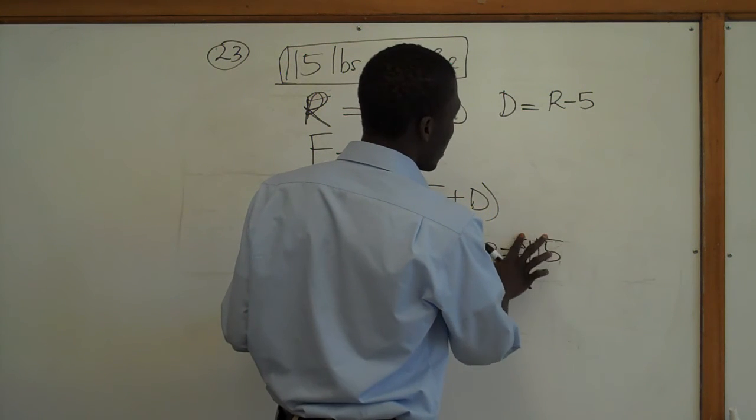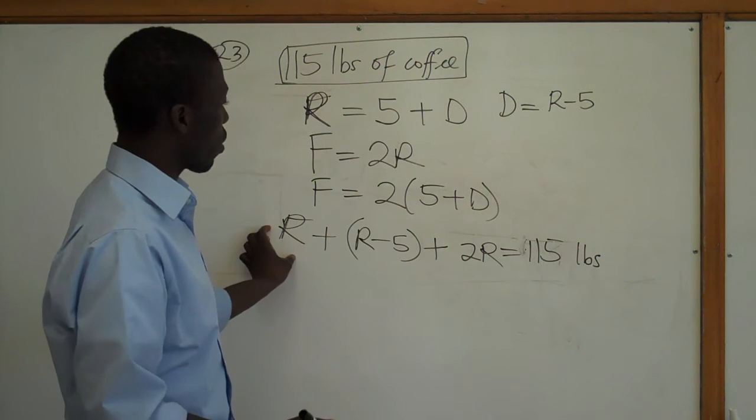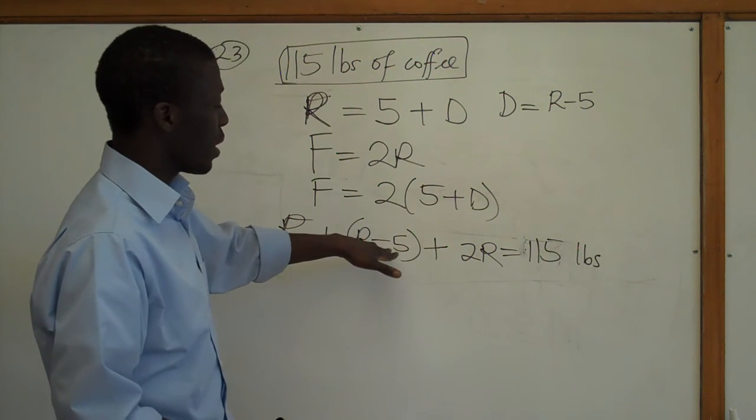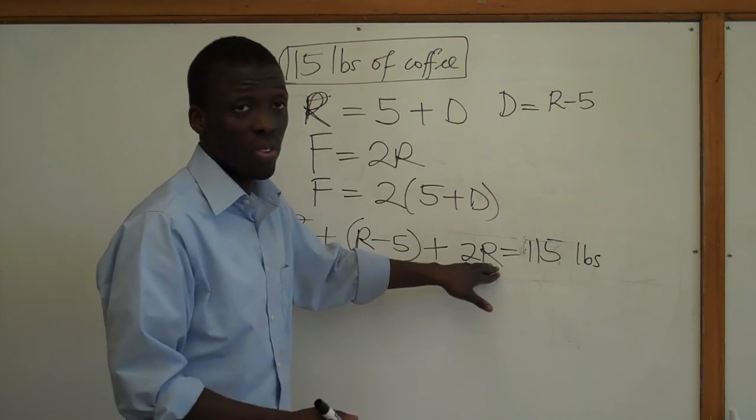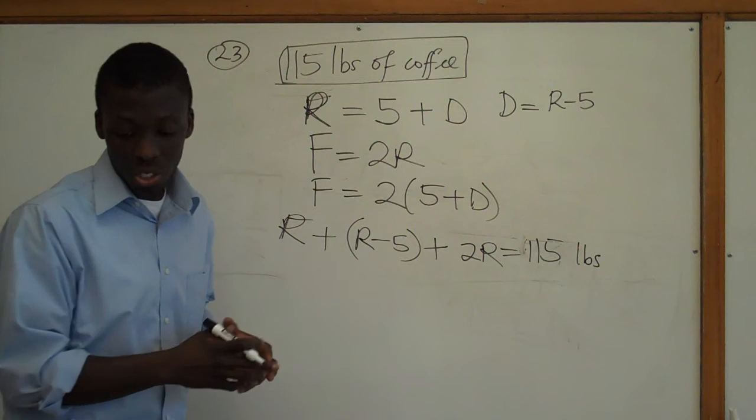So that's the amount in pounds, 115 pounds. Because this represents the regular coffee, this represents the decaf, and this represents the flavored coffee. All of it totals 115 pounds. And so that's an expression that shows us that.